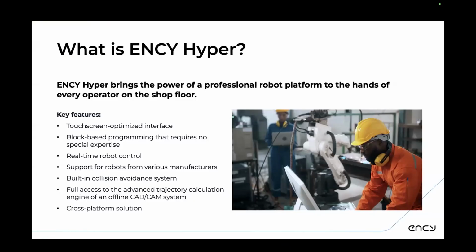So ENCY Hyper is software designed for touch interaction and visual programming, so you don't need to be a robotics expert to use it. ENCY Hyper provides real-time robot control and has access to the advanced trajectory calculation engine of a CAM system. Let's take a look at its interface. There are 4 main modes, each representing a stage of the workflow.